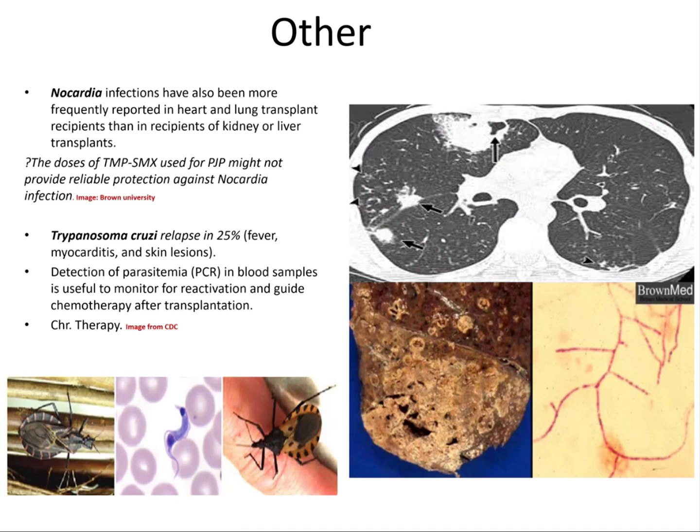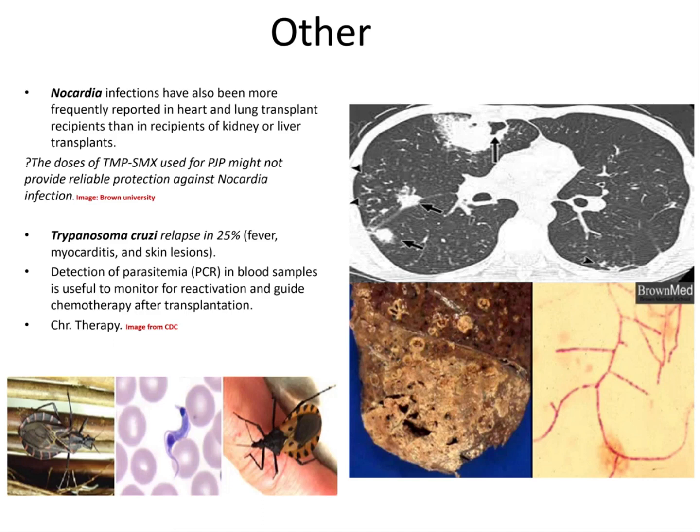Nocardia, you will also see that in chest transplants, heart, lung. They're very characteristic, right? They have the nodules, and it tends to go to the brain. Just to know, if they take a biopsy, it is a modified acid-fast filamentous organism, so that gives you a clue early on. These are just examples of how it will look in lung pathology, on CT, and then the gram stain.